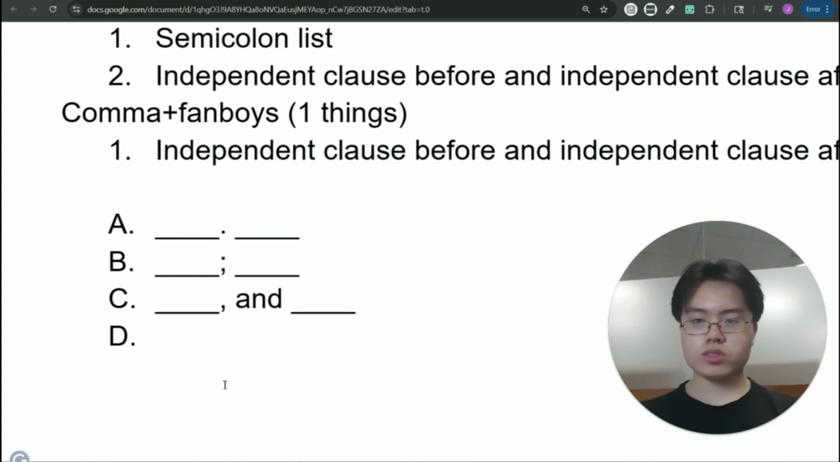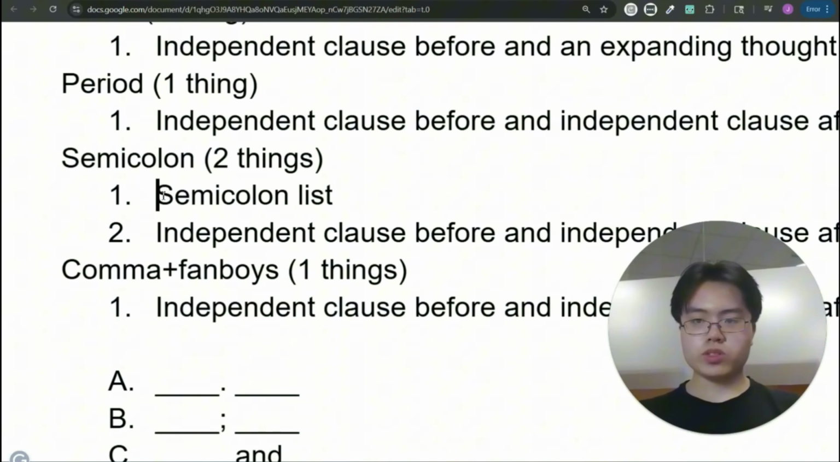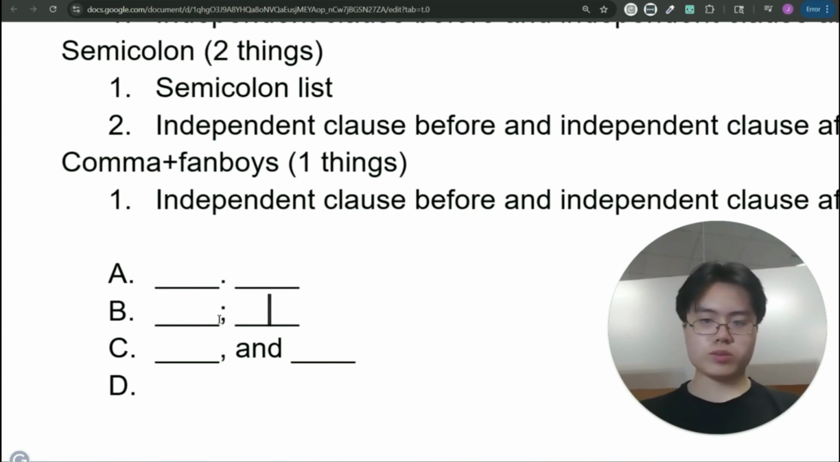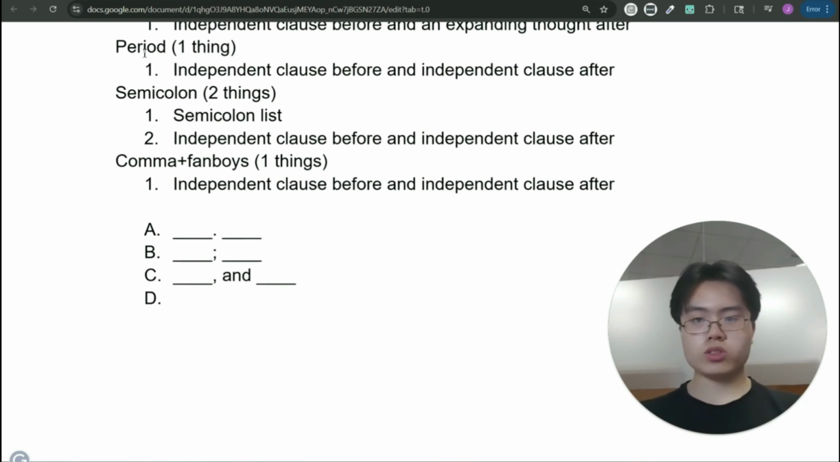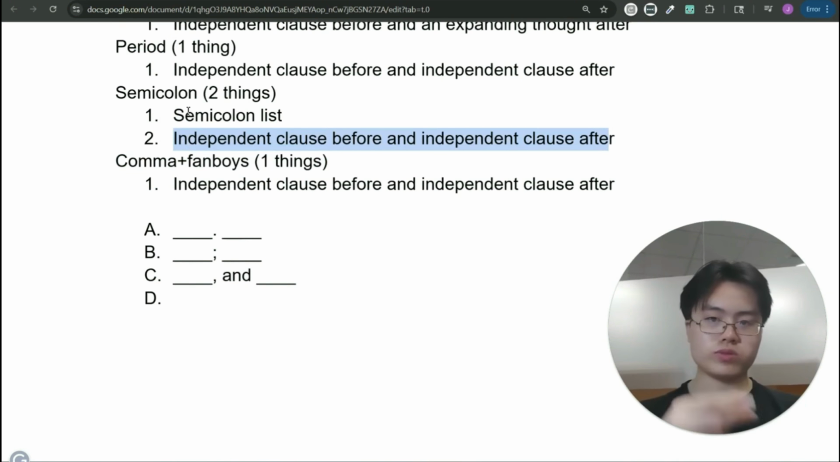The one exception to this is maybe the semicolon is separating items in a semicolon list, which is actually why I put this first. So when you see a semicolon, first thing you should do is just check if there's a semicolon list or not. And it's really easy. Just look at the passage and see if there's already a semicolon in the sentence the blank is in, then yeah, you should address the semicolon list. But if there isn't a semicolon list, the only other reason why a semicolon could be correct would be linking independent clauses. Again, there's only two things.